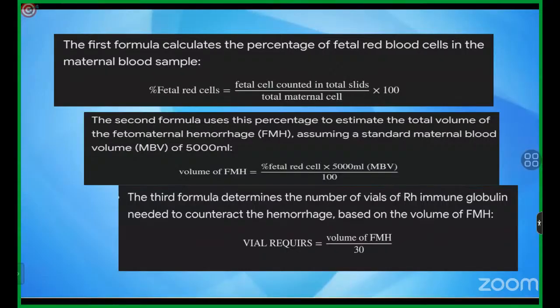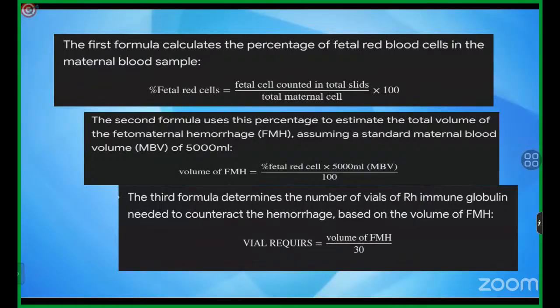So this is what I was talking about. We get the percentage of fetal red blood cells by doing the count of fetal cells in the total slides, and then we get the total of maternal cells. We multiply by 100. So fetal cells over maternal cells times 100.